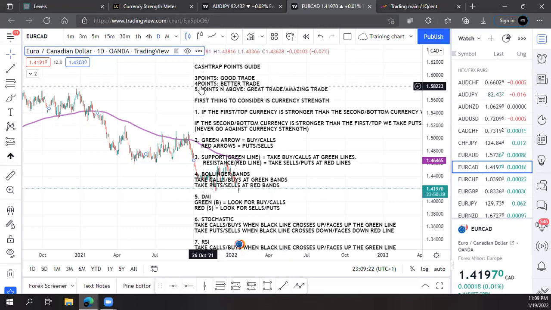Now look at this rule. 3 points trade is a good trade to take. 4 points is a better trade. Now the best, or should I say the most amazing trade to take, is 5 points and above. So I am counting out these points.